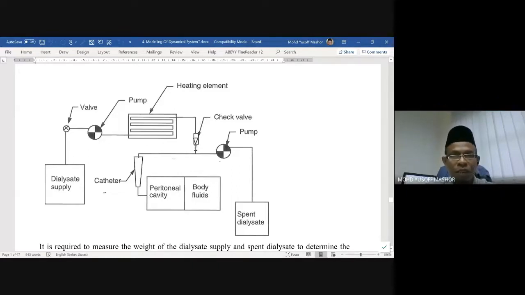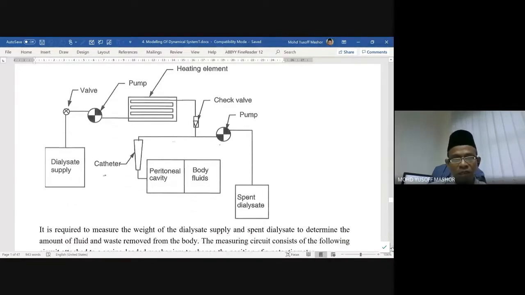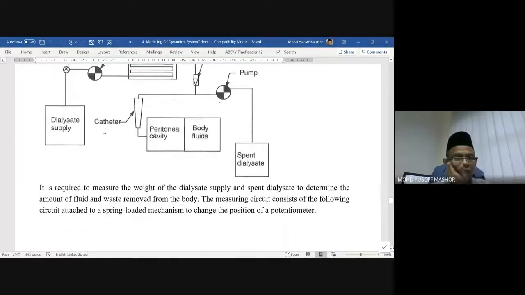we pass the dialysate to the human body, and then after use inside the body, it will pass back, of course through different routes, and the waste will be pumped out by this pump to the spent dialysate tank here. So our task here is to measure, to make sure that the body has received enough dialysis treatment.